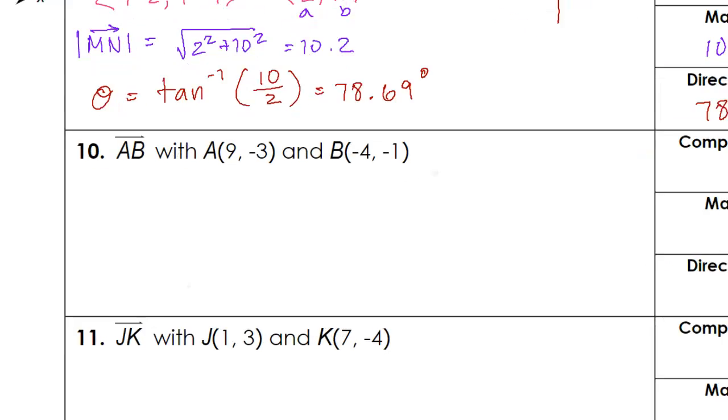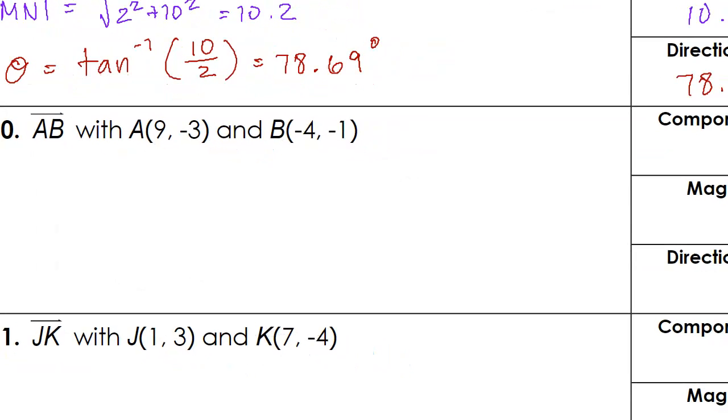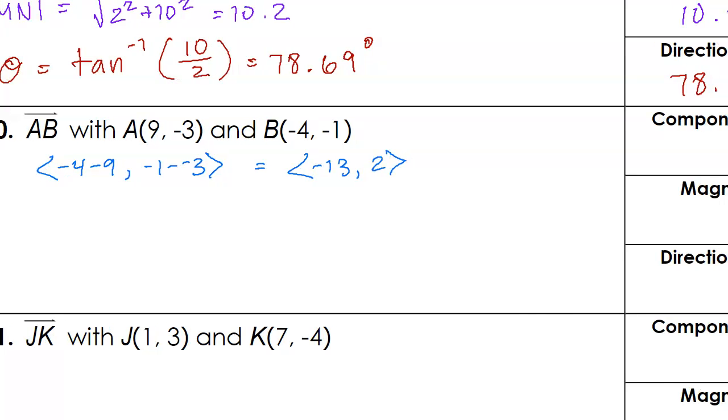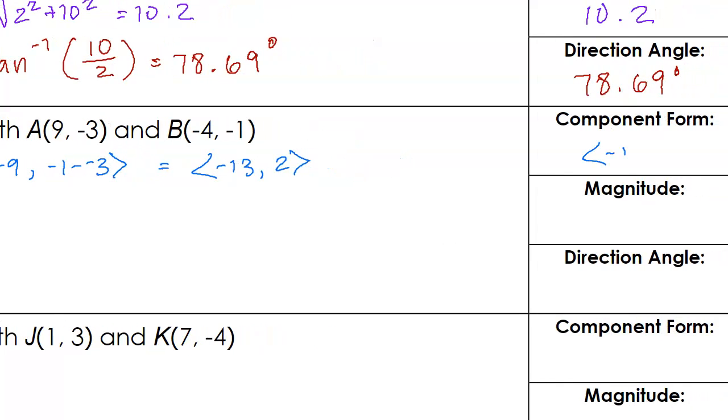So let's look right here at number 10. We're going to do it all again. We're going to find a component form. Now I'm going to run through this quickly because I think you understand how to find this. We're going to do negative 4 minus 9, comma, negative 1 minus negative 3. And we end up with negative 13, comma, negative 1 minus negative 3 is negative 1 plus 3, so that's a 2. So in component form, this is negative 13, comma 2.